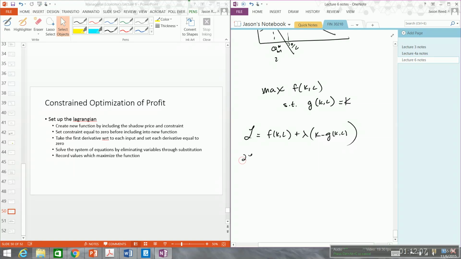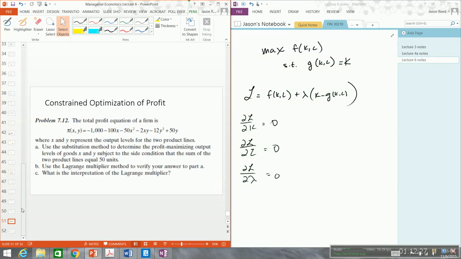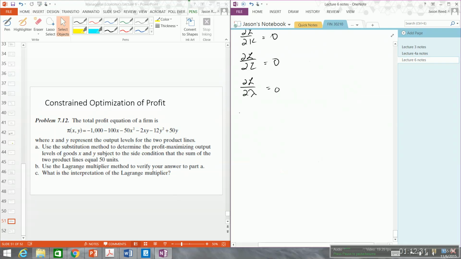Now we can take the first derivatives. So we could do dL/dk equal to 0, dL/dl equal to 0, and then dL/d lambda equal to 0. So now we have our set of equations that we can use to solve for our three values. So here's another problem, 7.12.